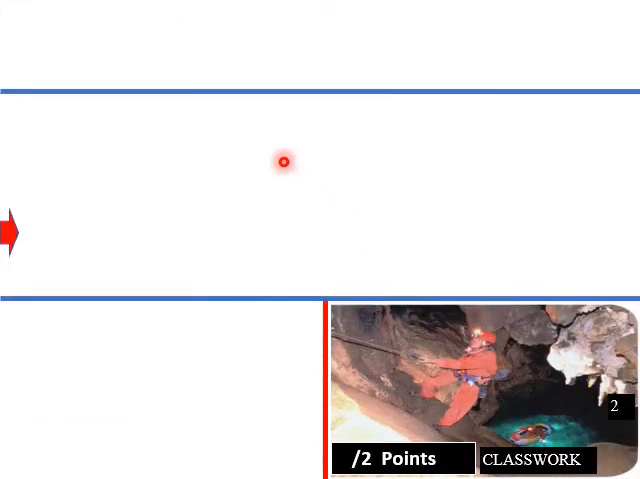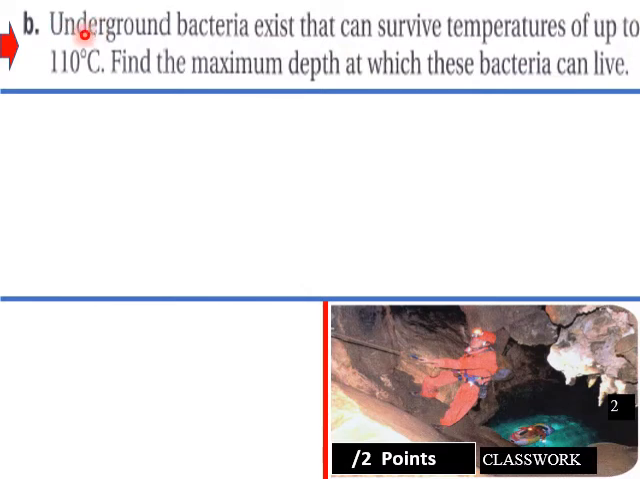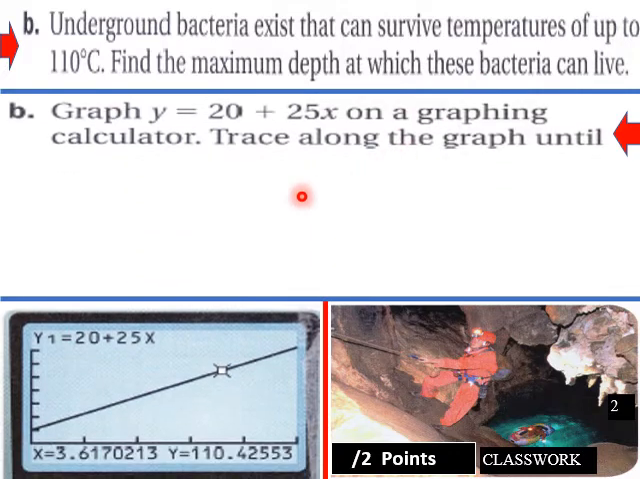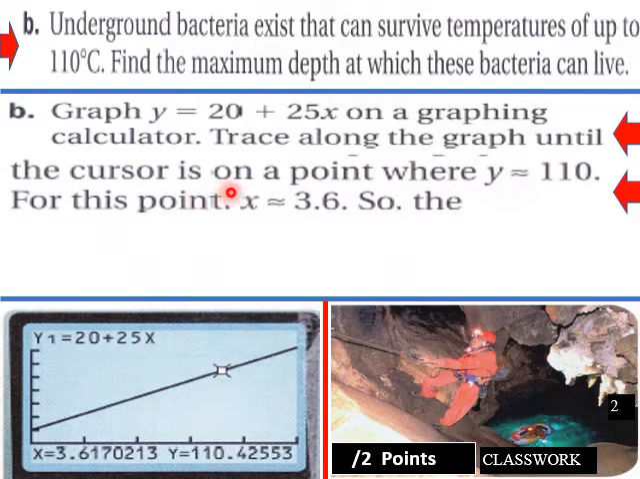Page 2. So what do we do with that? So B, underground bacteria exist that can survive temperatures of up to 110 degrees Celsius. Find the maximum depth at which these bacteria can live. So if you graph this, y equals 20 plus 25x, here's your graph here on a graphing calculator. Trace along the graph, here's your trace, until the cursor is on a point where y equals 110.